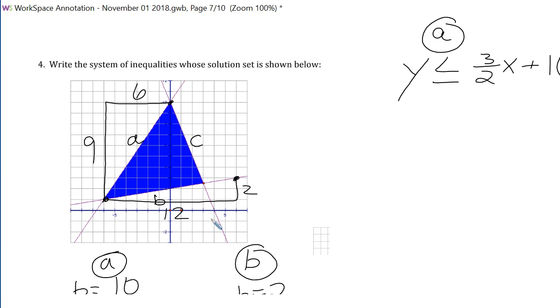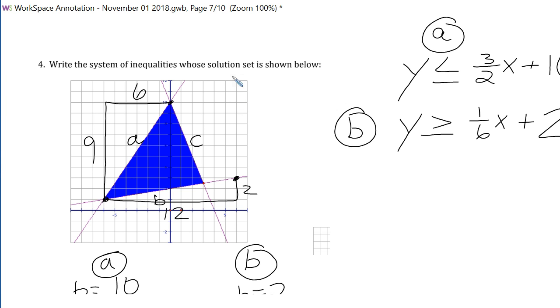We want to be above this line, and the line is filled in. So it's greater than or equal to mx plus b, 1/6 x plus 2. Okay? So that is equation B. Now let's go into C.